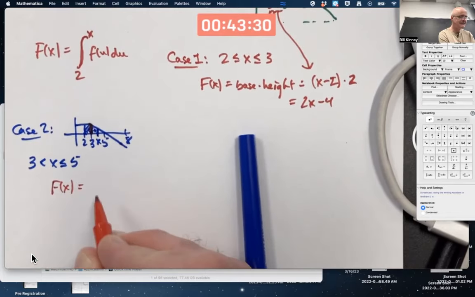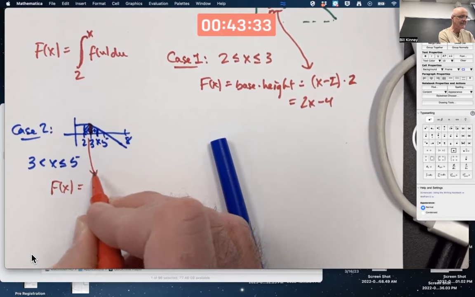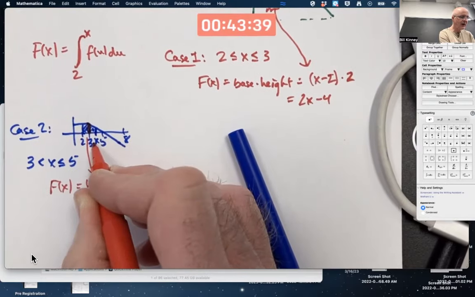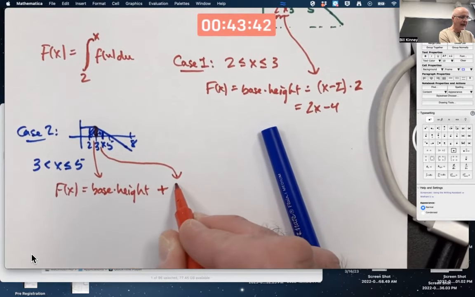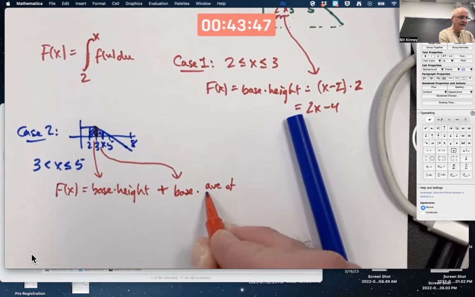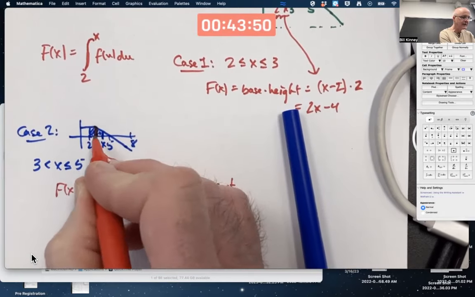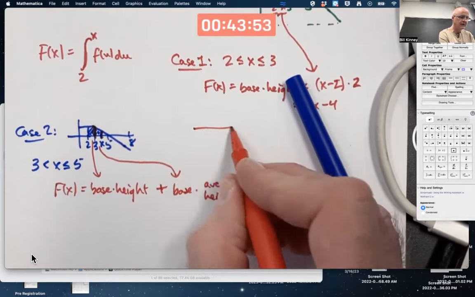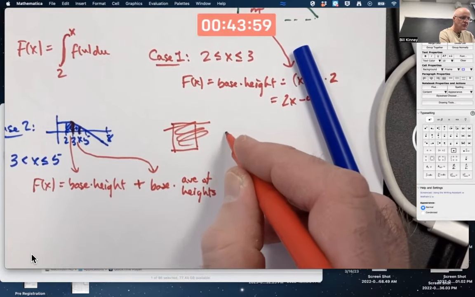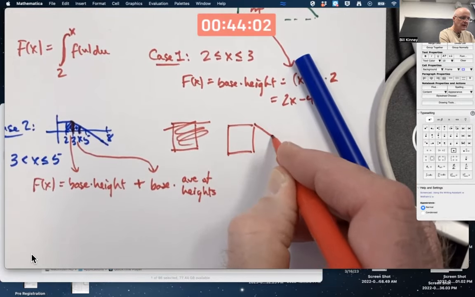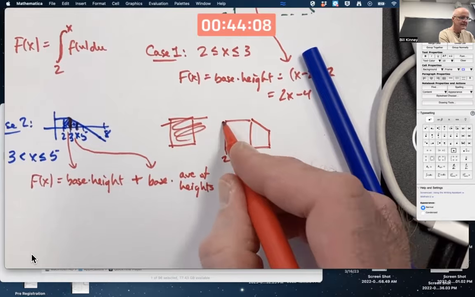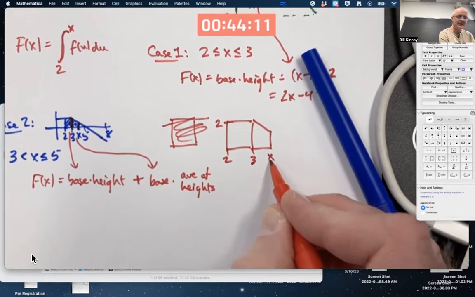Capital F of x in this case is base times height for that rectangle plus the area of the trapezoid there, which is the base times the average of the heights. The trapezoid has 2 heights, one on the left and one on the right. Let me draw the picture a little bit bigger here. This is the picture. This is 2, this is 3. This is 2 up here. This is x here.